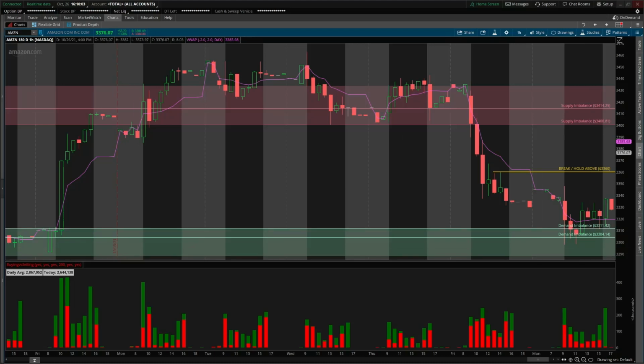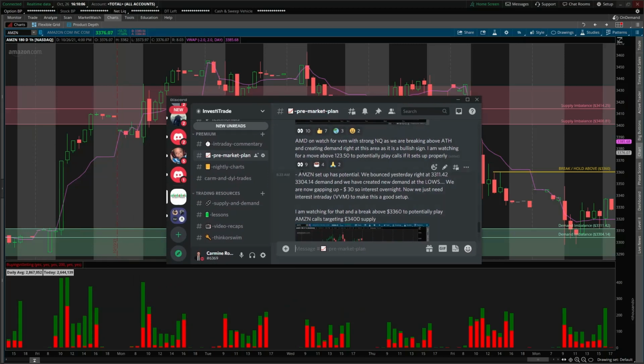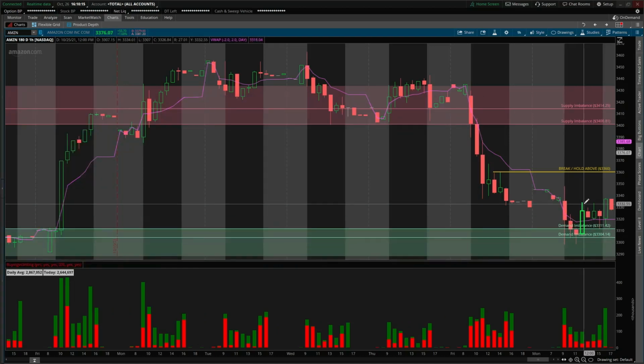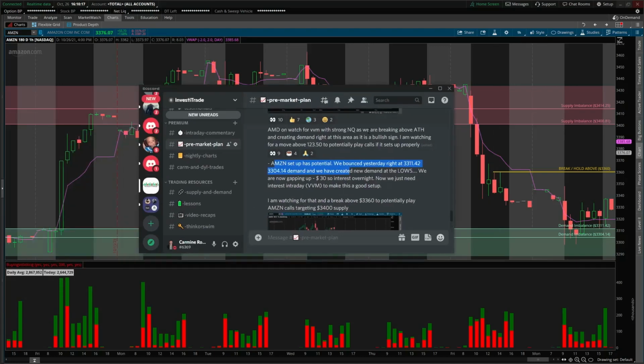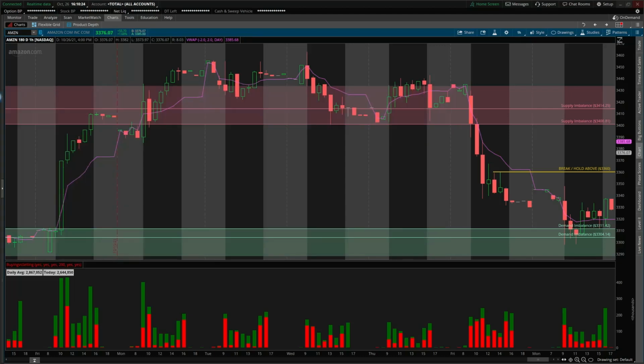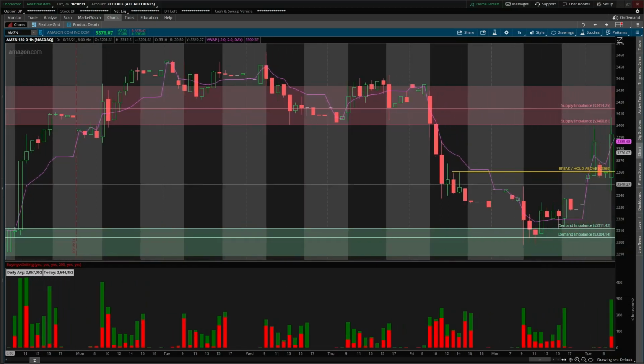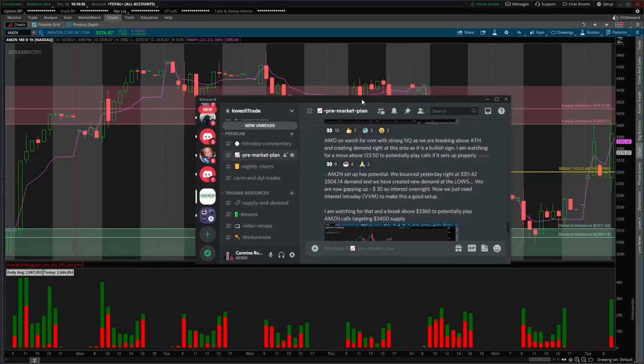Just use price and volume and you know everything about the market as long as you don't let your emotions get involved. So I want to go over the pre-market plan. I said Amazon setup has potential. Yesterday we bounced right at the 3311, 3304 demand. As you could see down here, we had a nice clean bounce off of that imbalance. We also created new demand. We are gapping up $30, so that shows interest overnight. So not only did we bounce off of demand, we created new demand, and we are gapping up $30 overnight. So that's what the picture looked like as I posted my plan in the pre-market.